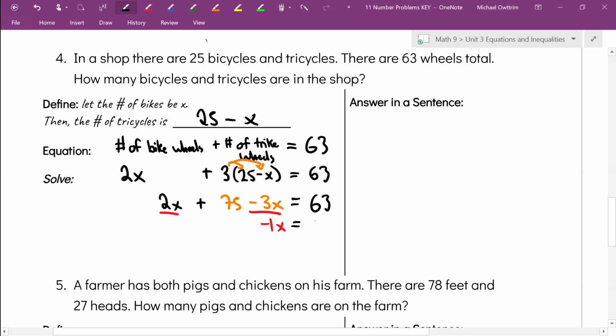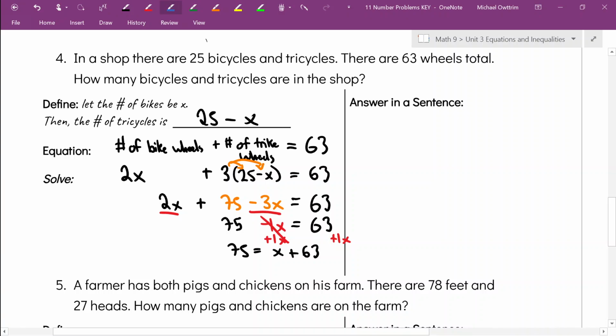And we still have our 75 there. And I don't want those negative x's, so I'm going to go ahead and cancel it out by adding 1x to both sides. And that'll give me 75 is equal to x plus my 63. If you want to say 63 plus x, that's fine too.